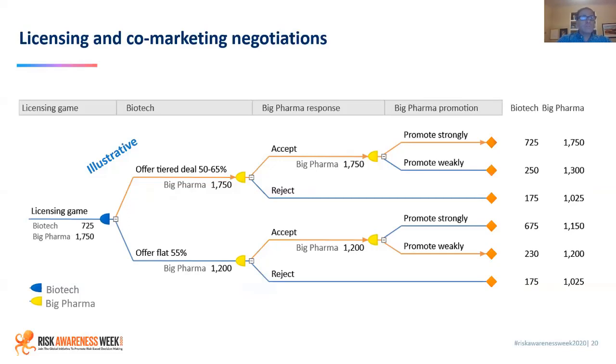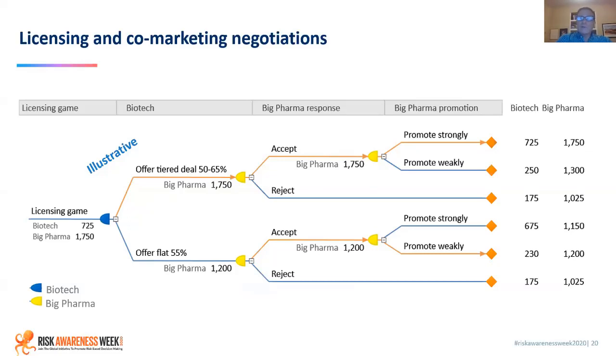So let's move to the top part of the tree where a tiered deal is offered. The big pharma will accept it, and they would promote strongly. But there's some room to negotiate here, because the big pharma company could say, I want $475 million of additional value from the tiered deal, because the biotech company would get 725 versus 250. So they could actually try to push anywhere closer to that 250 million.